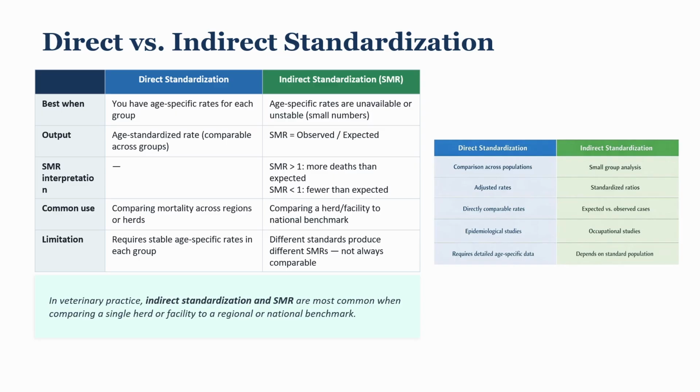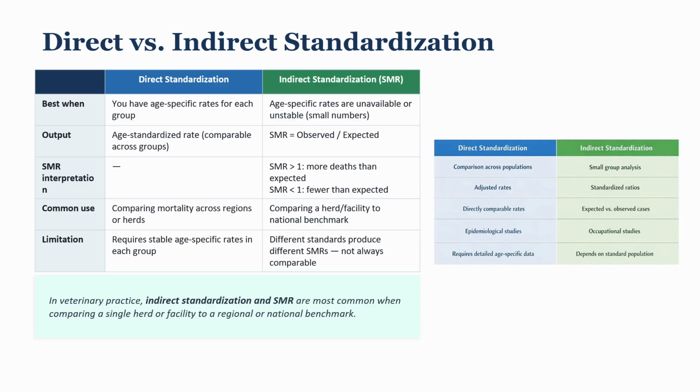Indirect standardization and the SMR are more practical when you only have total counts, not age-specific rates, or when the numbers within age groups are too small to produce stable rates. You take the standard rates from a reference population and apply them to your population's age structure to produce expected deaths. Then you compare observed to expected. An SMR of 1.3 means 30% more deaths than expected based on the industry benchmark after accounting for your herd's age structure.